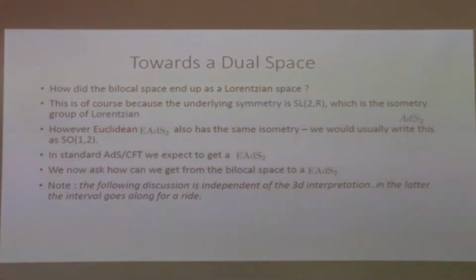Now, how did we get a Lorentzian space to begin with? That's because the underlying symmetry is the same, whether it's Lorentzian or Euclidean. It's always SL2R, SO(1,2) or SO(2,1), the way you think about it. And so we want to ask, how do we get such a space, from the bilocal space to this Euclidean AdS? And I should tell you that in the following discussion, though it is sometimes useful to use the 3-dimensional language, it's not essential to use it. You can directly work with the expressions in the SYK.